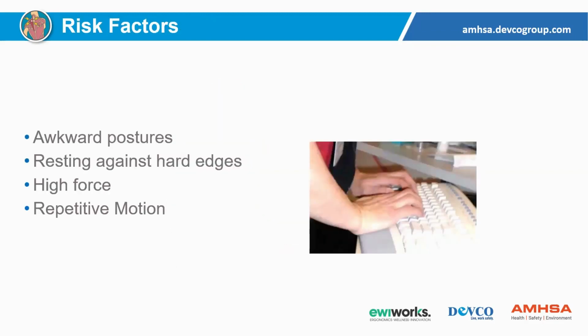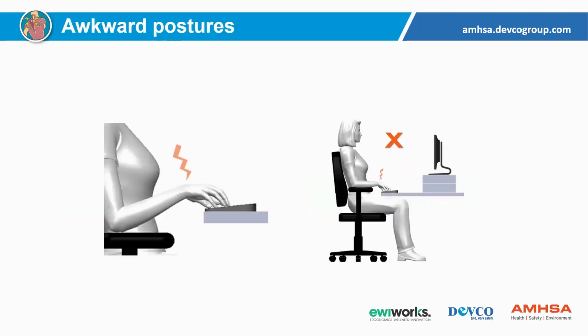So common issues or things that we run into: awkward postures, obviously, resting against a hard edge, and you can see it here. This individual is in an awkward posture and resting up against the front edge of the work surface of their keyboard. High forces are not as common in the office, although I will say unnecessary forces are. And then repetitive motion, right? Any of you that are on the computer, whether you're doing data entry or just responding to emails or doing other tasks on the computer, our repetition rate is pretty high for many of us working in an office environment. So these are all things that we are concerned with.